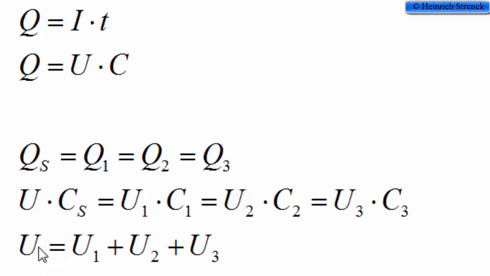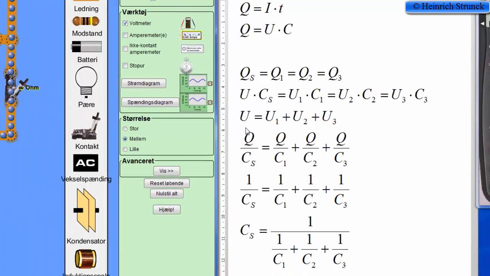We also know in a serial connection that the supply voltage is equal to the sum of all the voltages across the components. And instead of the voltage we can write it must be the charge divided by the capacitance. So the charge divided by the capacitance for the serial connection must be equal to the charge divided by C1, the charge divided by C2, and the charge divided by C3. And up here it is the same charge, because we write up here the charge must be the same for all the capacitors.